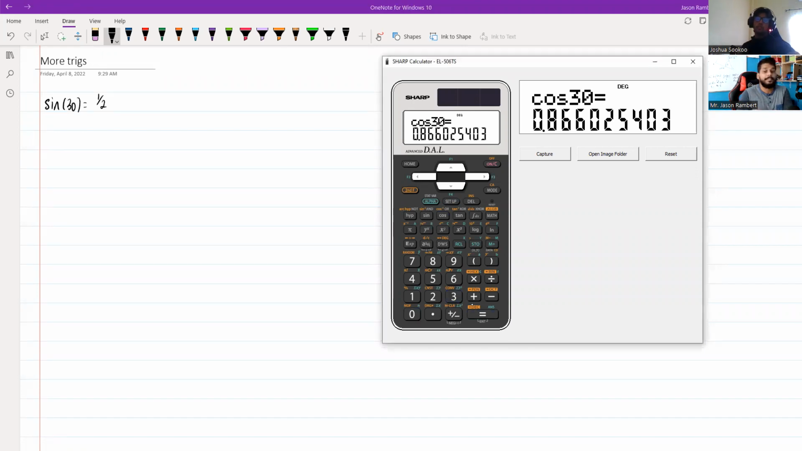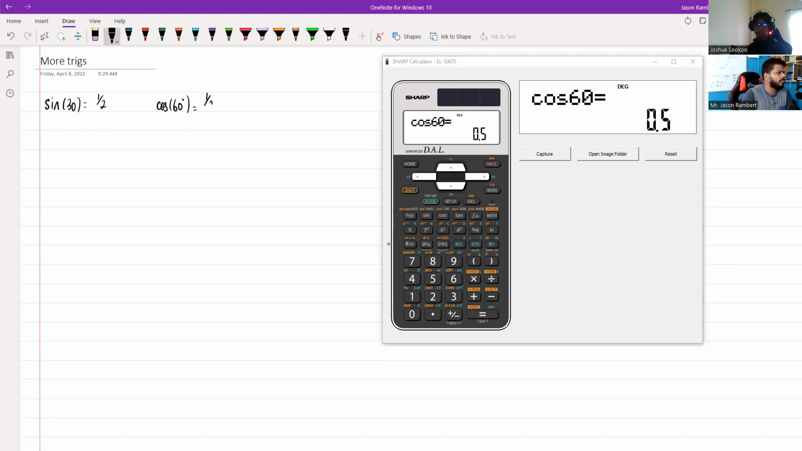Cosine of 30, I don't know. I remember that cosine of 60 was also a half. Yeah? Cool. Cosine of 60 degrees was also 1/2. And well, I know the nice value for tan 45 is 1. Tan of 45 is 1/1. Yeah? 1/1.